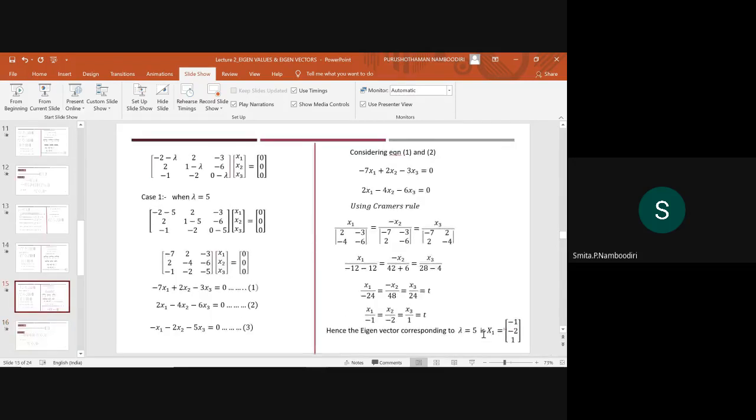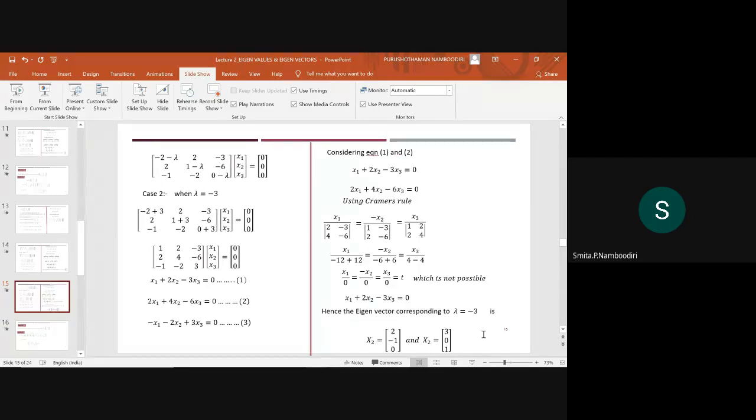Case 2, when lambda equal to minus 3. So many steps you can skip because these two steps are not required. Directly you can take it from 1 and 2 here itself. Now when lambda equal to minus 3, we get the matrix as 1, 2, minus 3, 2, 4, minus 6, minus 1, minus 2, minus 3, minus 1, minus 2 and 3.